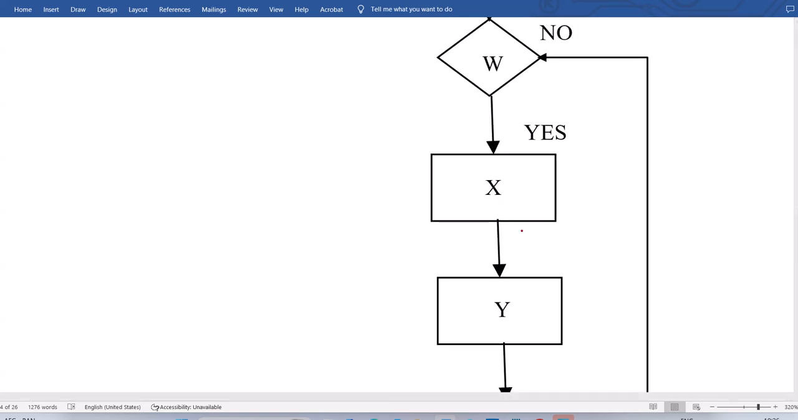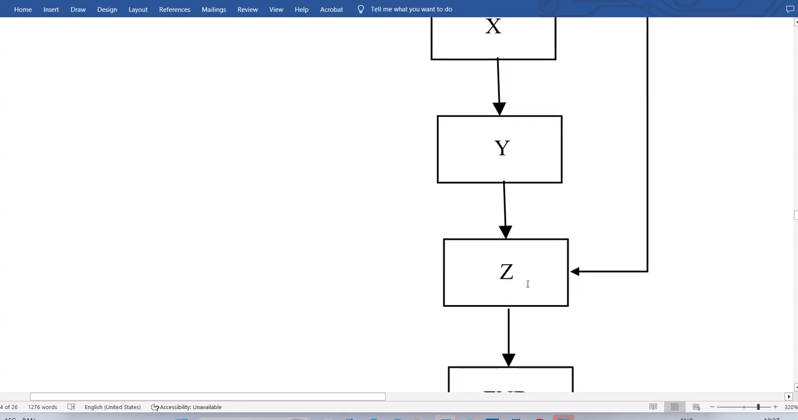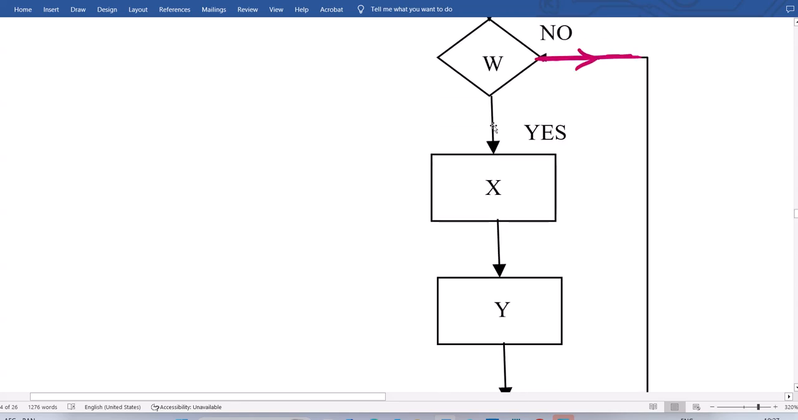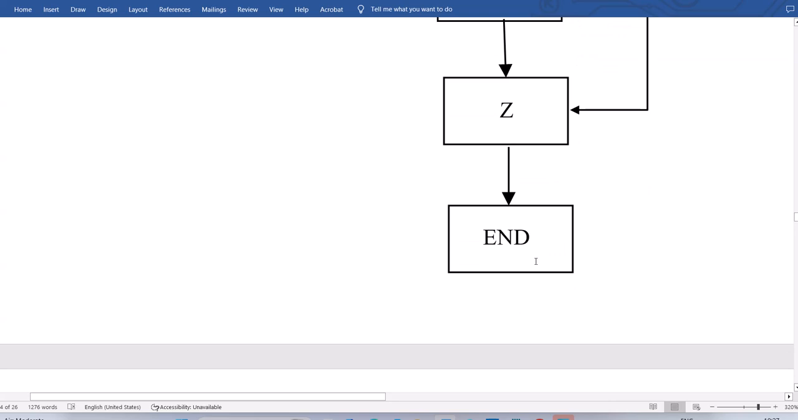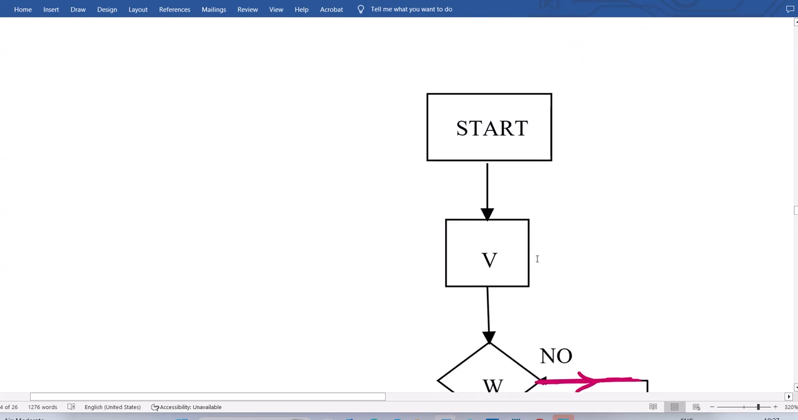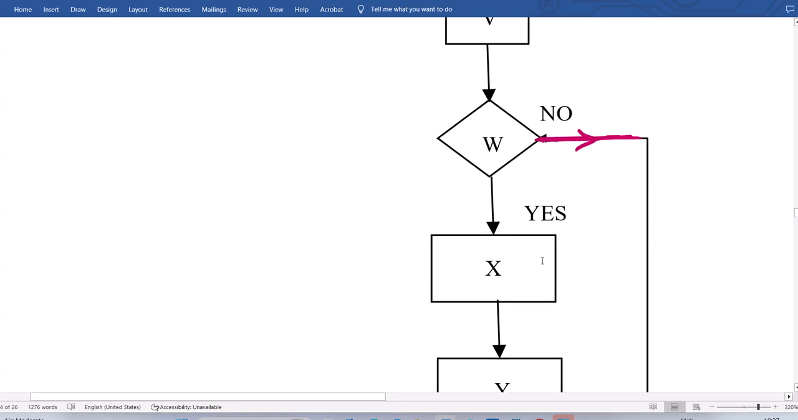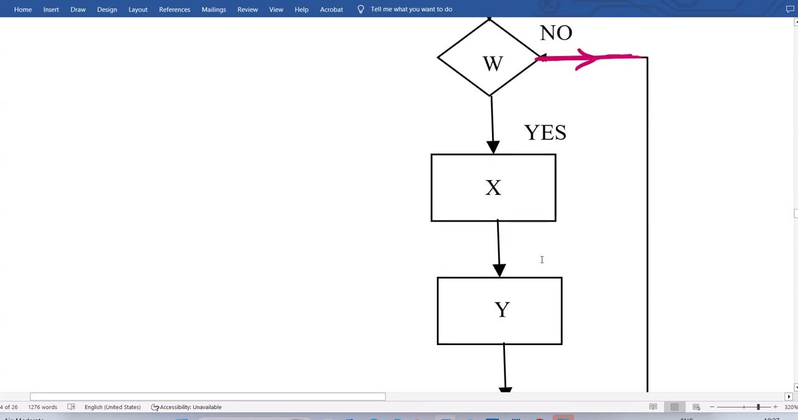See, this arrow is wrong actually. It should go in this way. If the W condition failed, go for the Z step. If W is true, go for X, Y, then Z. If W is failed, go directly to Z and end the process. So I hope you drew the diagram. Start, V, W, X, Y, Z. W is the decision. If it failed, go for the Z step, then end the process. If it is true, we have to do X, Y.